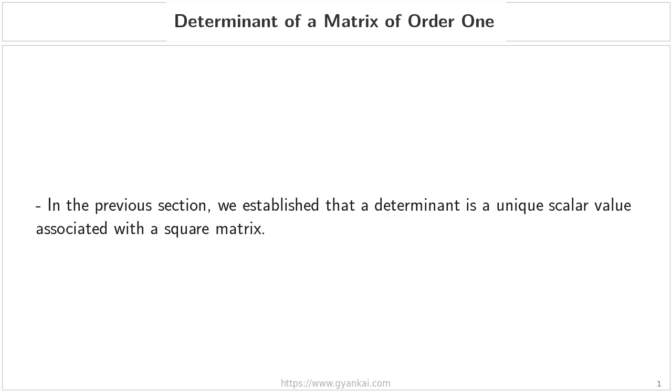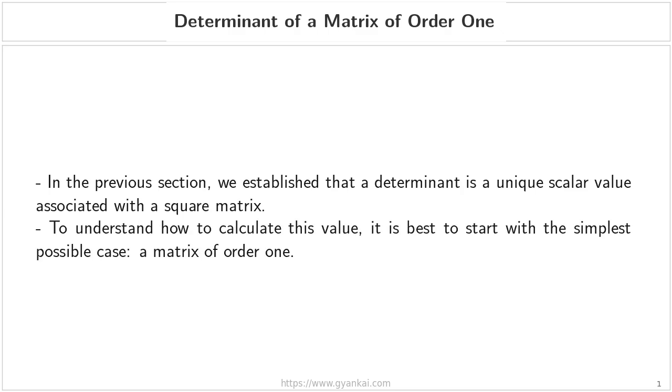Welcome back, everyone. In our previous lesson, we established the fundamental concept that a determinant is a unique scalar value, essentially a single number, that is associated with any square matrix. Now, as we move forward into the practical side of things, we need to learn how to actually calculate this value. To make this transition smooth, we are going to start with the simplest possible case, a matrix of order 1. By mastering this basic building block, you'll find it much easier to tackle more complex matrices later on.